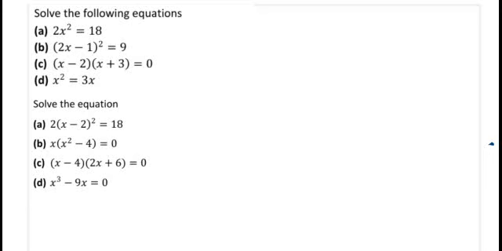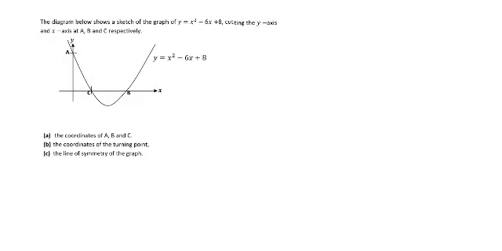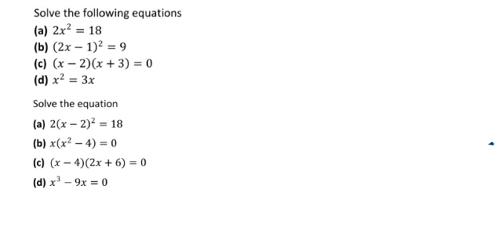In this video, we are going to go over equations, and also we are going to learn how to come up with the line of symmetry, in finding the coordinates of the turning point, and also just in finding the y-intercept and the x-intercepts.